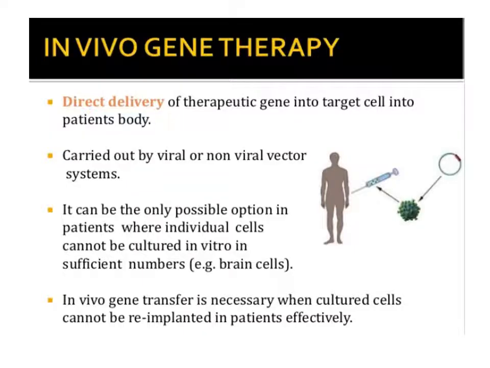In vivo gene therapy. In vivo gene therapy refers to direct delivery of the therapeutic gene into target cells or organs, for example eye or muscle cells, using viral or non-viral vector systems. This gene therapy is used when individual cells cannot be cultured in vitro in sufficient number, or cultured cells cannot be reimplanted in the patient.